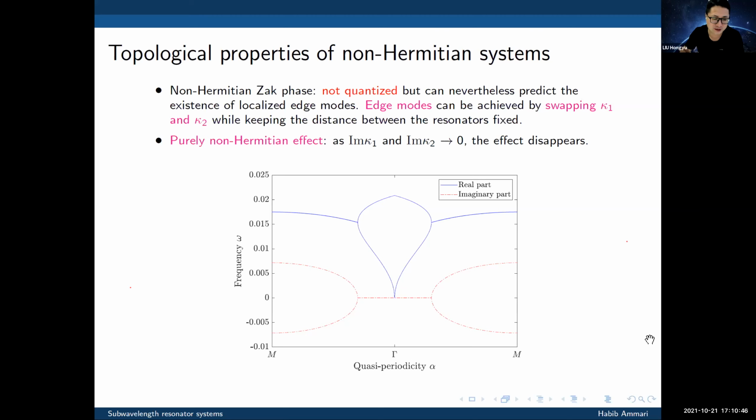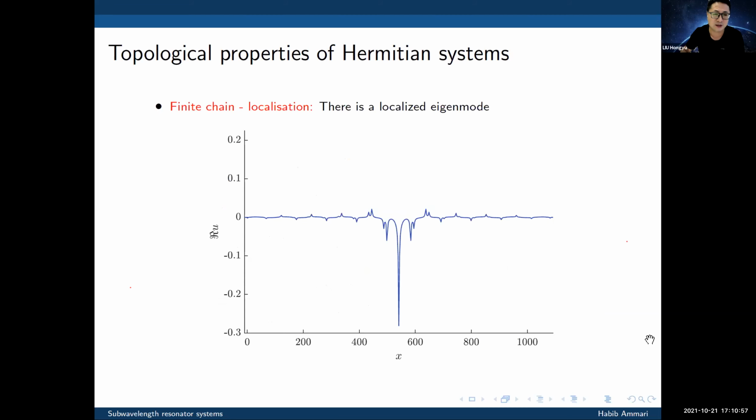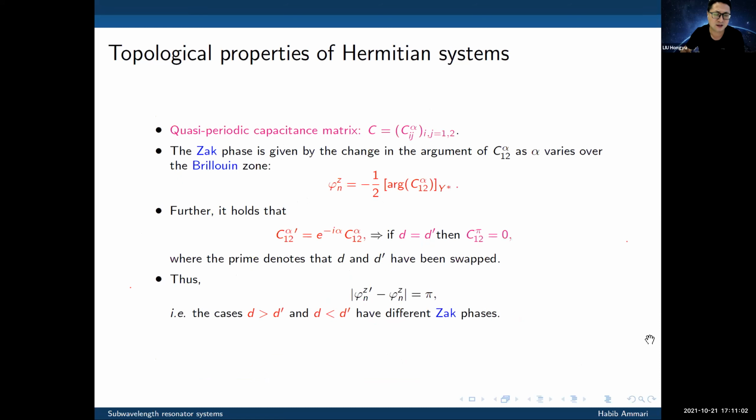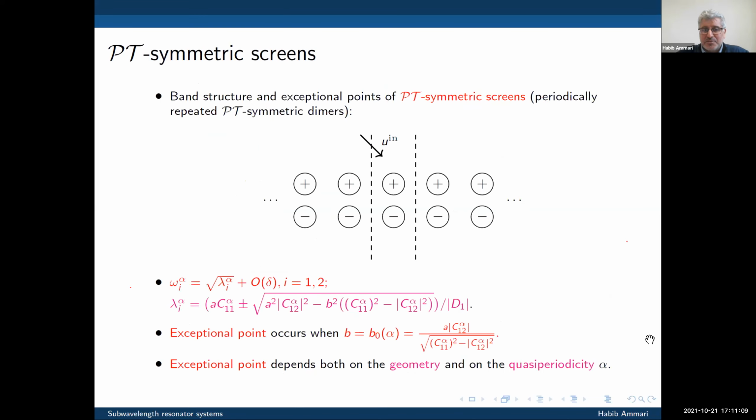I have a question about your screen structure. I think the screen has three dimensions. Are all those three dimensions within the subwavelength regime, or is one dimension beyond the subwavelength regime? The structure we are considering, this one, is the screen. It's a 2D periodic structure in 3D.